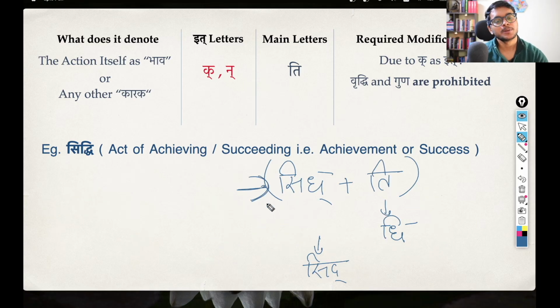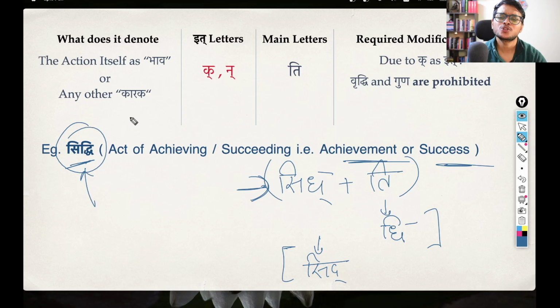Okay, so just let me repeat what happened. You had siddh and ti. Due to dhatvam sandhi, this ti first changed into dhi. And then due to jashtva sandhi, this dha changed into da. And then you finally combine them together. So you have siddhi. This is what you get as a pratipadika, siddhi.